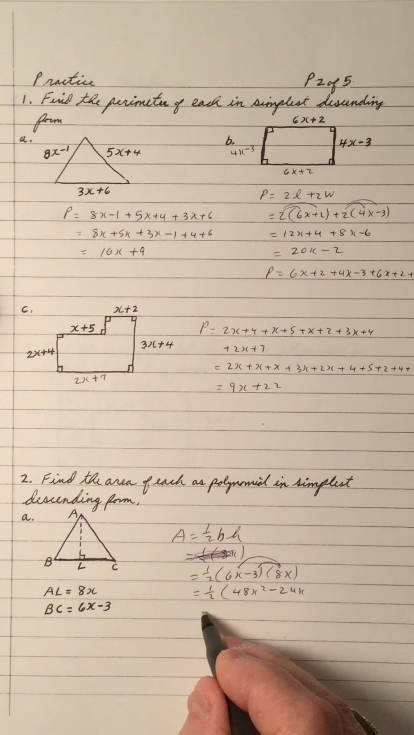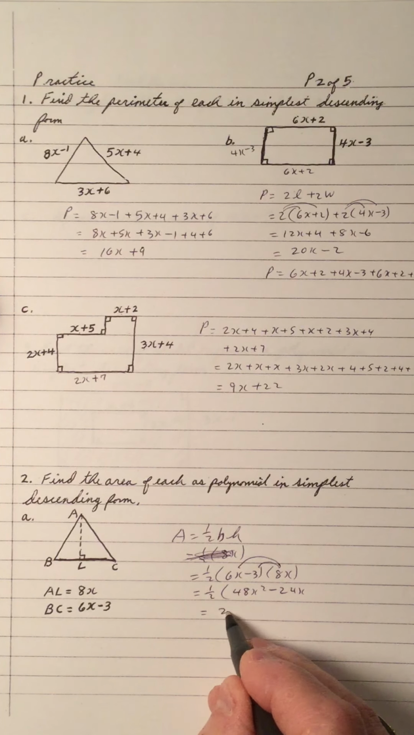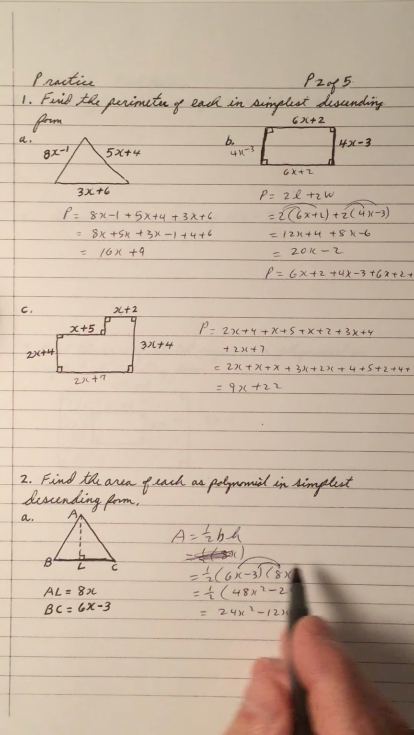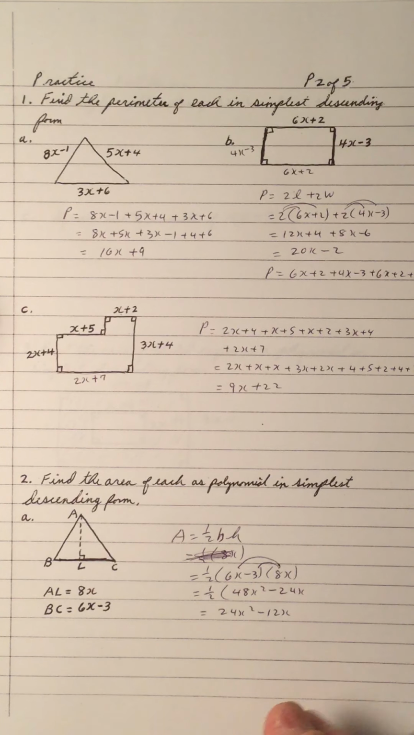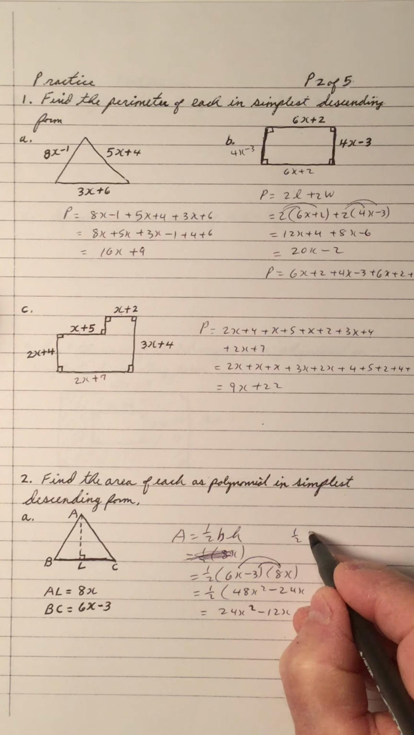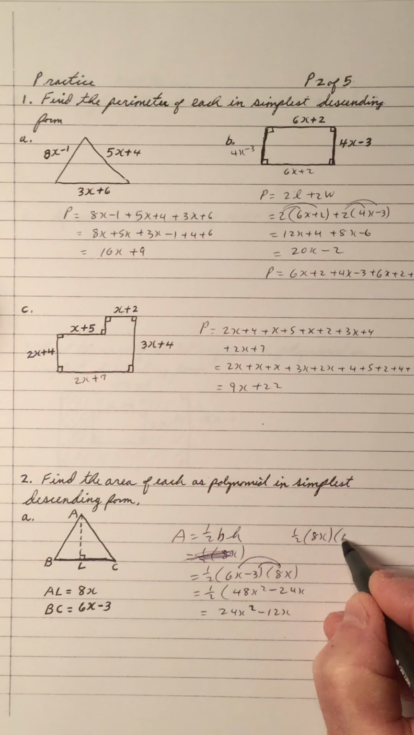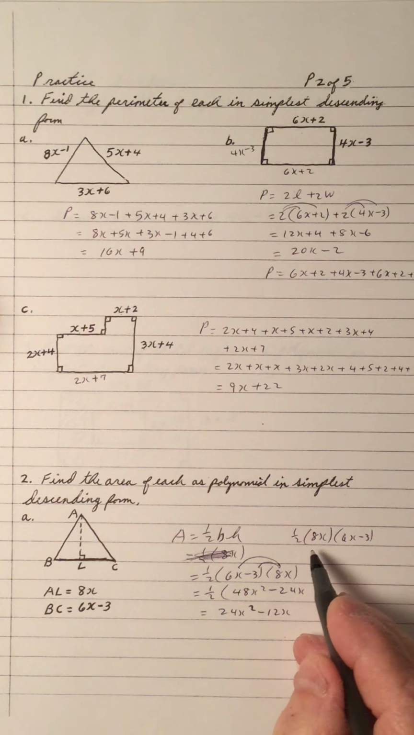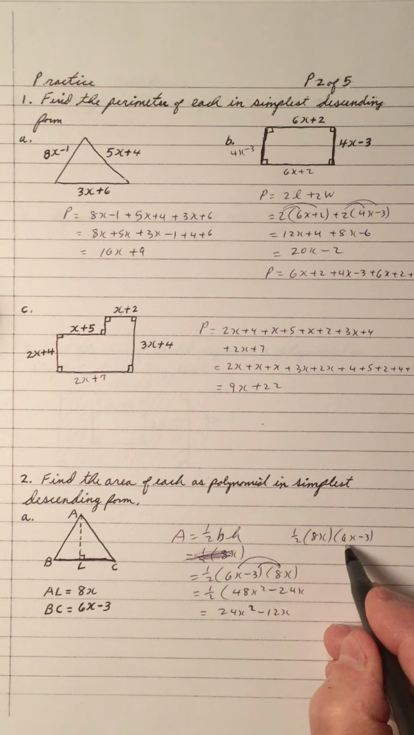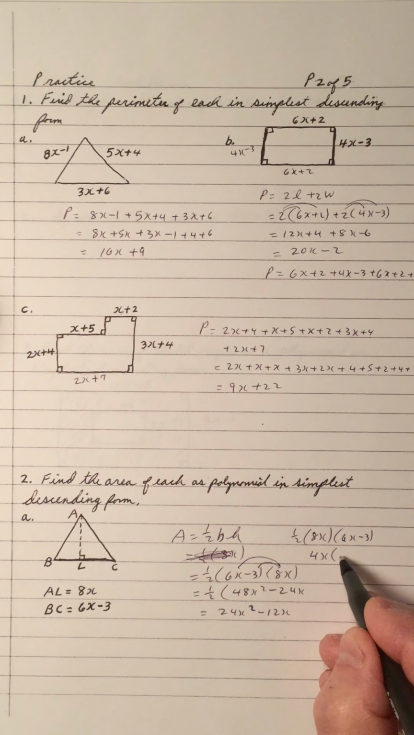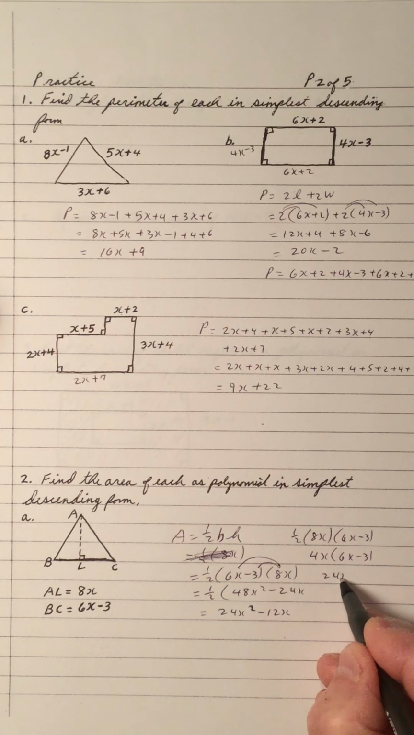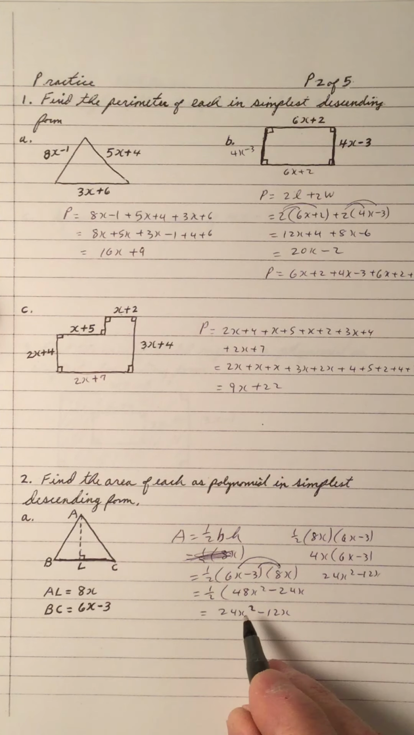Then I can multiply by the half. A half times 48 is 24. Half times 24 is 12, negative. So there's the area as a polynomial in descending simplest form. And if you want to write down a half of 8x times 6x minus 3, remember multiplication, there's 3 of them. You can multiply these two first, and then this one, and that'll give you the same answer, 24x squared minus 12x.